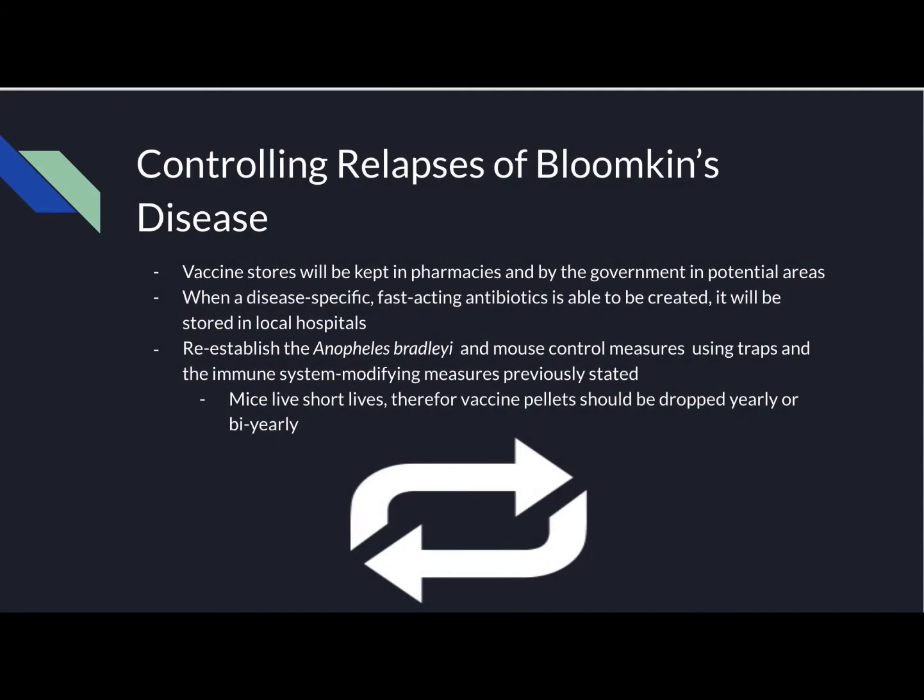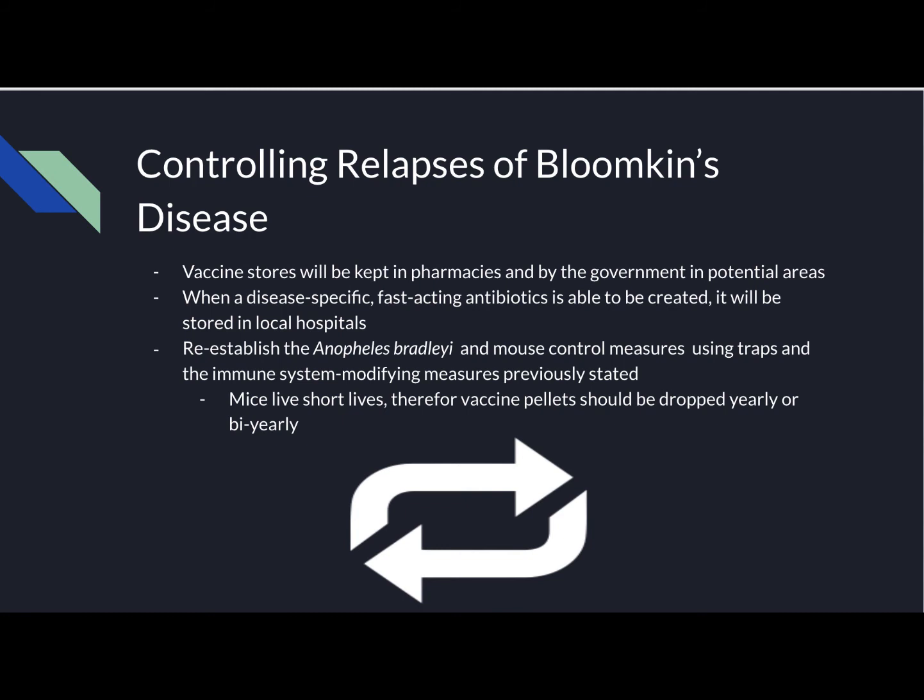Controlling relapses of Blumkin's disease. Vaccine stores will be kept inside of pharmacies and by the government in potential risk areas for this disease to come back up. When a disease-specific fast-acting antibiotic is available, it will be stored in local hospitals and pharmacies available to the general public. We will reestablish the Anopheles bradleyi and house-mouse control measures using traps, the immune system modifying measures, and the vaccine pellets.